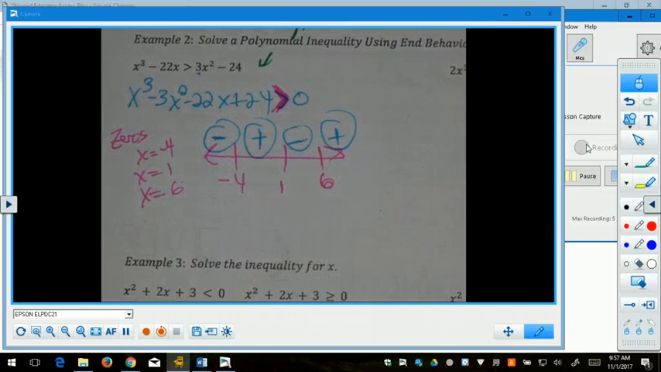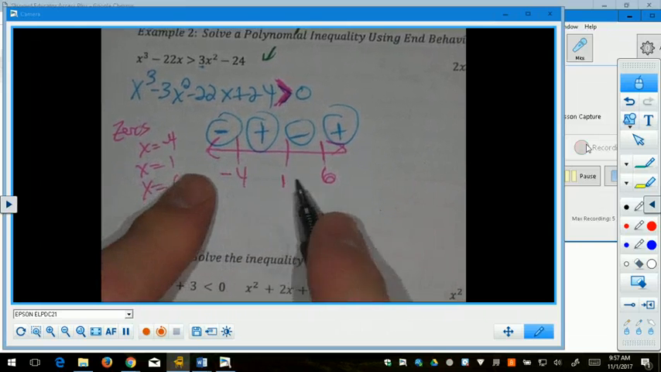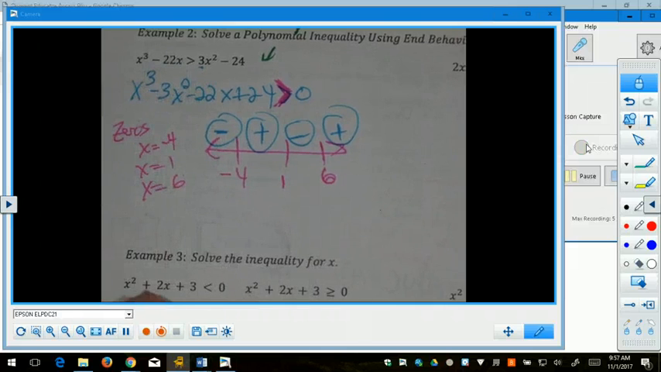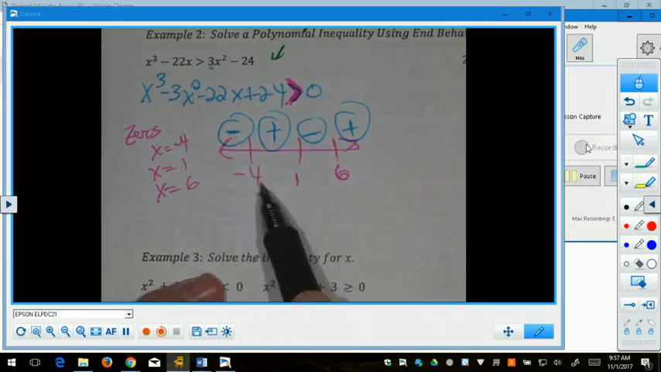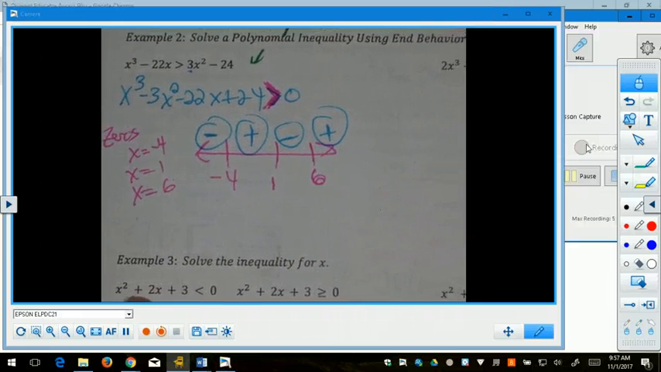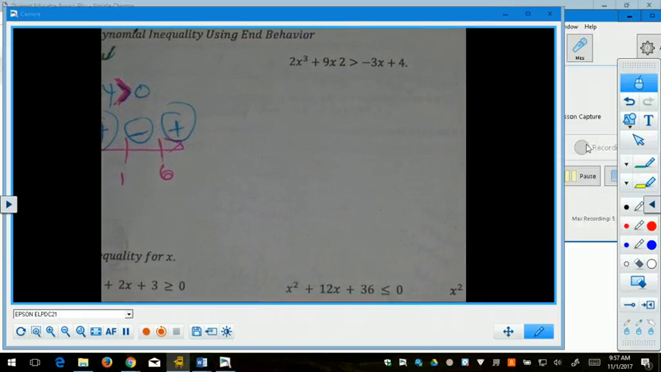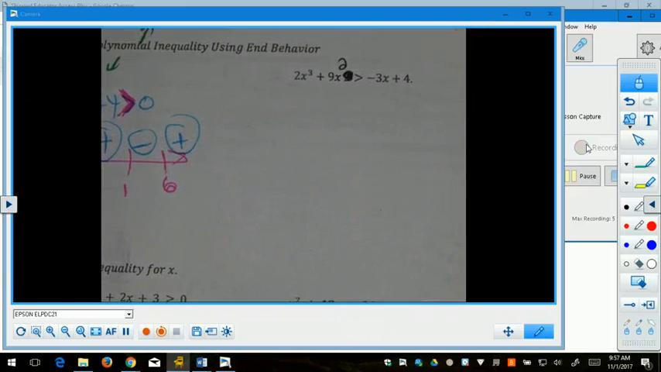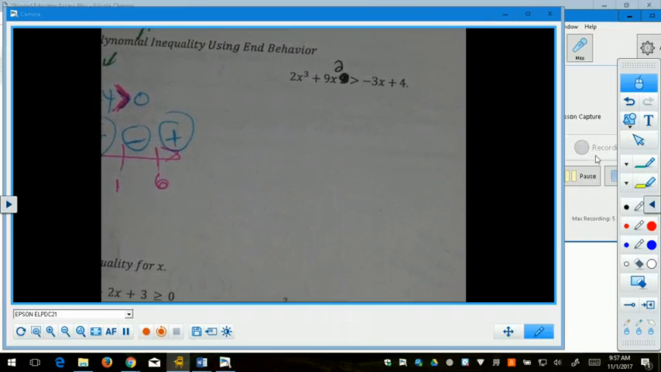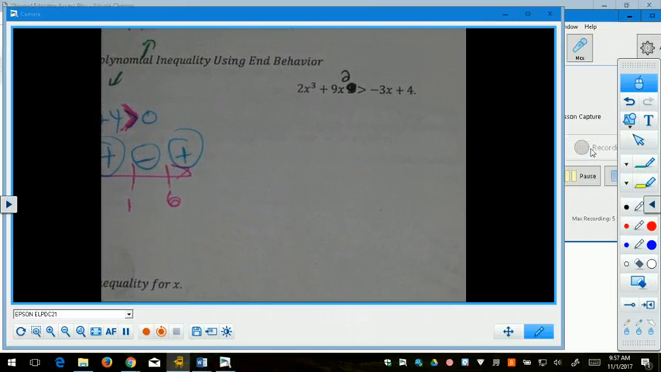I'm going to tell you, though, just to be safe, I would still test a value on each interval in case you missed some multiplicity. Not going to be true for this one, though, because it's a cubic and we have 3 distinct zeros. Go ahead and give that a try for this problem, but call this 9x squared. That 2 was actually supposed to be a square. So see if you can find the zeros, make a sign chart, and then answer.